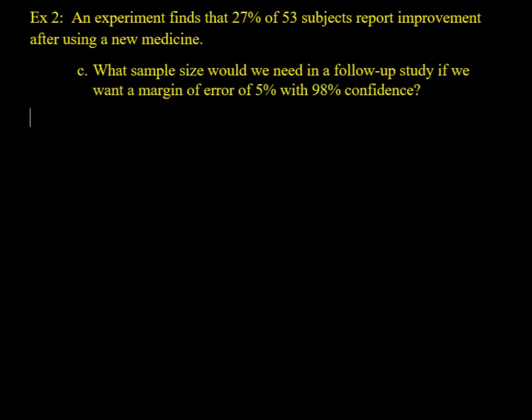What sample size would we need in a follow-up study if we want a margin of error of 5% with 98% confidence? So now we get to do some algebra. Just back to some Algebra 2 stuff. So for a 98% confidence interval, we get a z star of 2.33. Again, we get that from looking in the table. So the margin of error is 5%. We're just going to plug all this stuff into our formula.